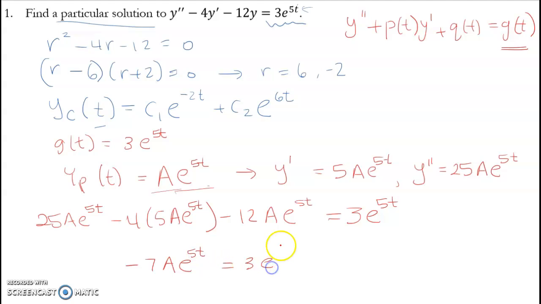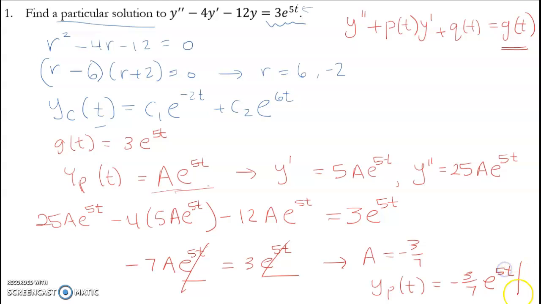And so we know that no matter what the t value is, e to the 5t cannot equal 0, so we're safe to divide it out of both sides, which gives us our a value as negative 3 over 7. Alright, so there we go. Our particular solution, written in terms of t, is negative 3 over 7 e to the power of 5t. So this is our answer to problem 1.